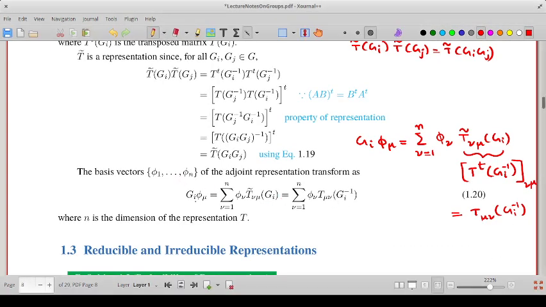So the transformation rule under the adjoint representation is the following: Gi phi mu is equal to the sum over nu running from 1 to n of phi nu times T mu nu of Gi inverse.